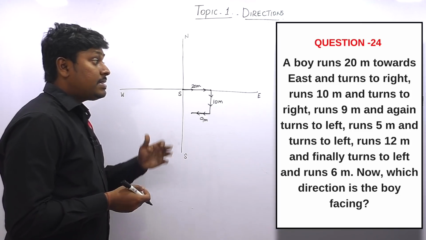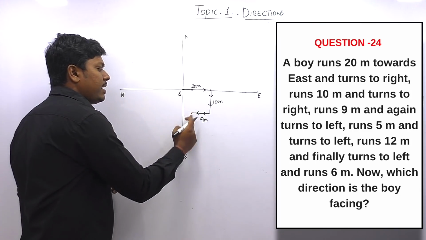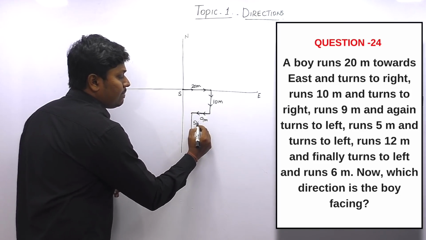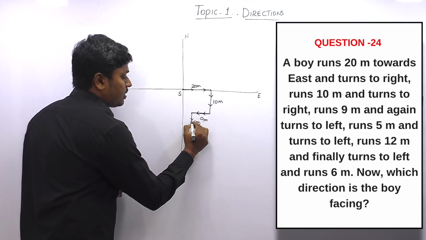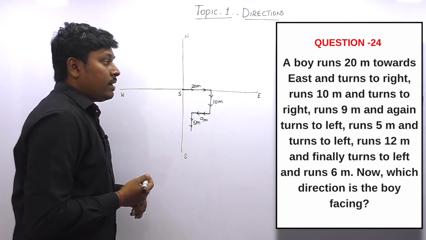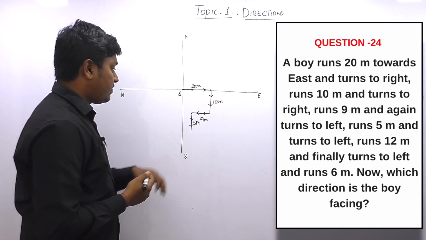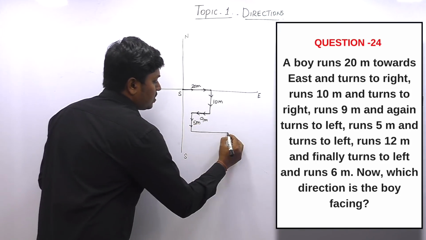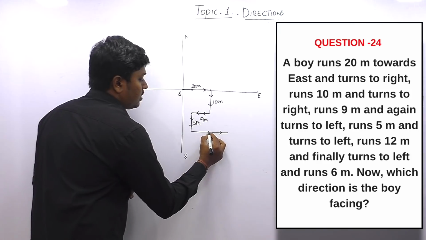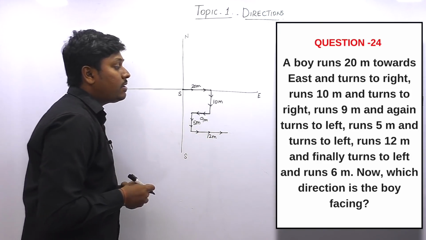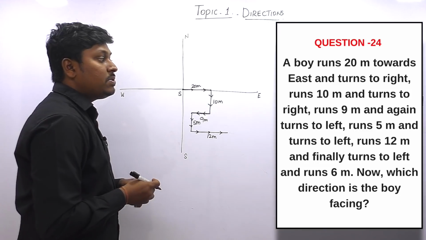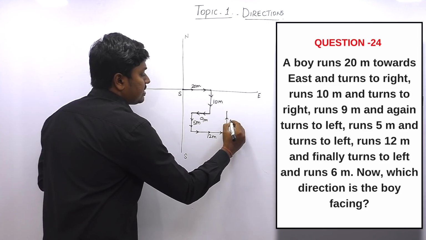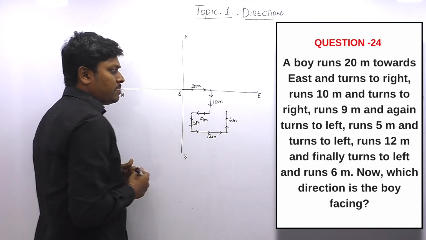And turns left and runs 5 meters. So from this point, if this will be right and this will be left, he is taking a left turn and walking 5 meters. Okay. And turns to left and runs 12 meters. So from this point again he is taking a left turn and he is running 12 meters, and this will be 9. So 12 will be somewhere else at this point. And finally turns to left and runs 6 meters. So again from this point he is taking a left and he is running 6 meters. And he stops somewhere else at this point, right?